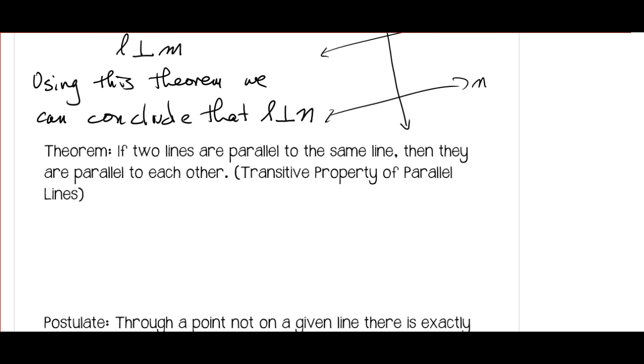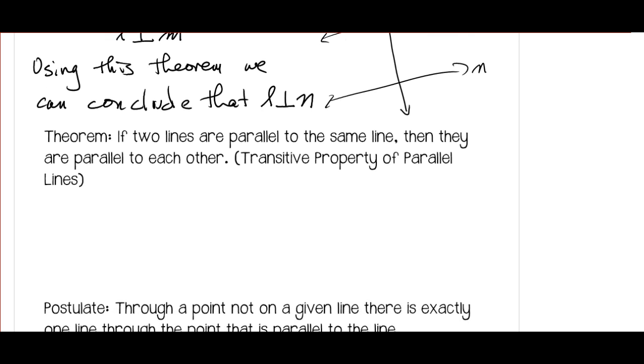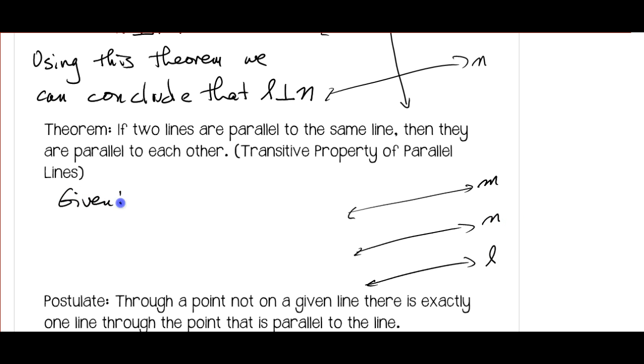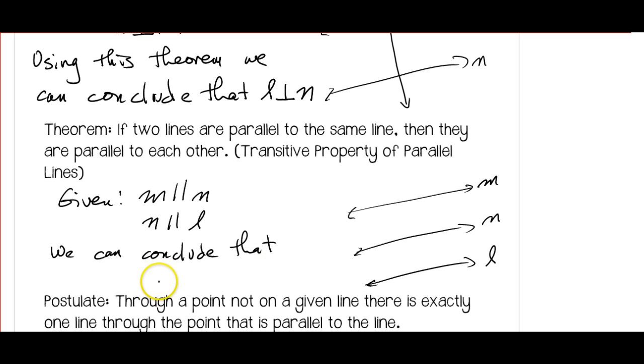Alright, as always, make sure you ask questions if you have them next time you see me. If two lines are parallel to the same line, then they are parallel to each other. This is called the transitive property of parallel lines. And since there's only one form of this transitive property, you can write transitive property of parallel lines. So given M is parallel to N and N is parallel to L, we can conclude that M is parallel to L.